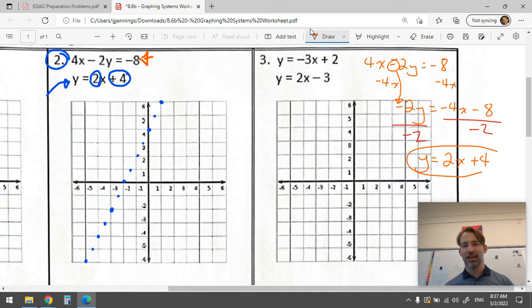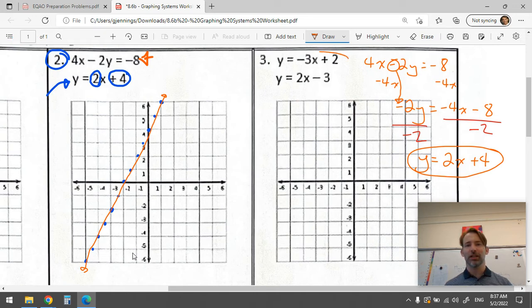So let's graph this line. Ho ho! It is the same. Look, y is equal to 2x plus 4. So this one is actually this line here. It contains all the same points. It's got all the same stuff going on. The solution to this system of equations is that infinite series of points. They're the same line, just in different forms.